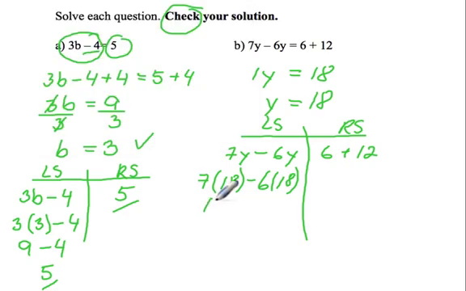So we have 126 minus 108, and that equals 18. Here we have 6 plus 12, and that equals 18. So left side equals right side.